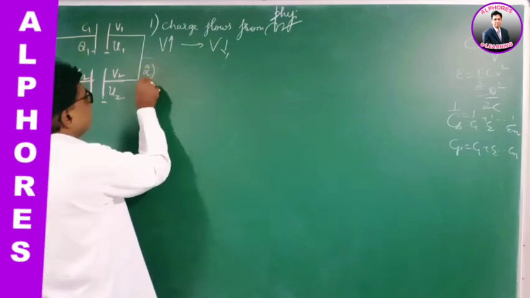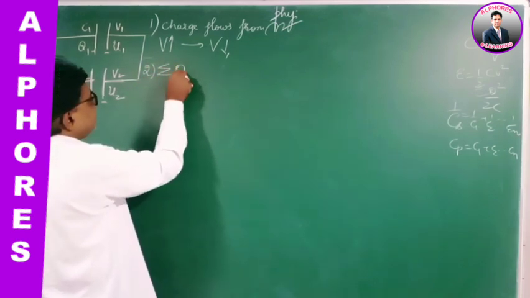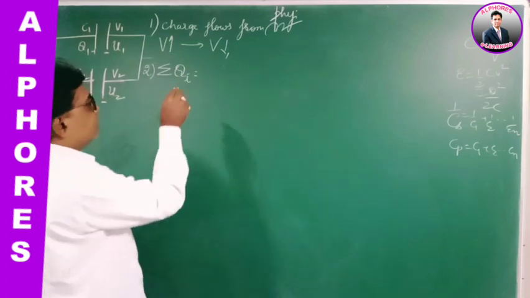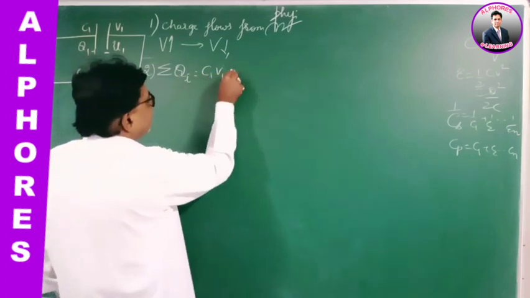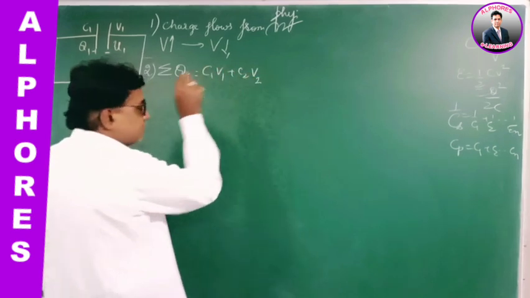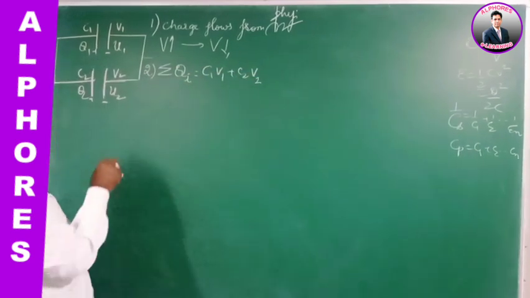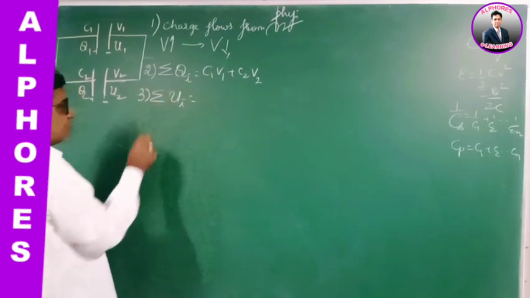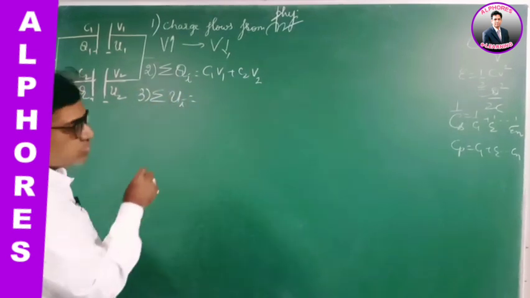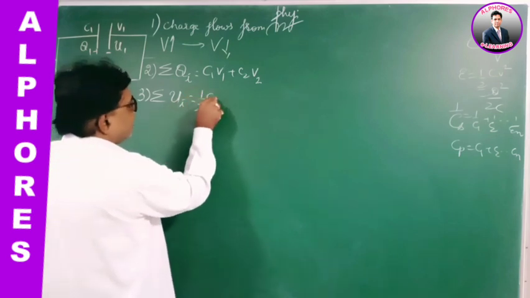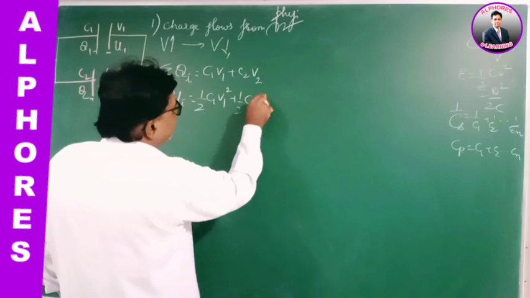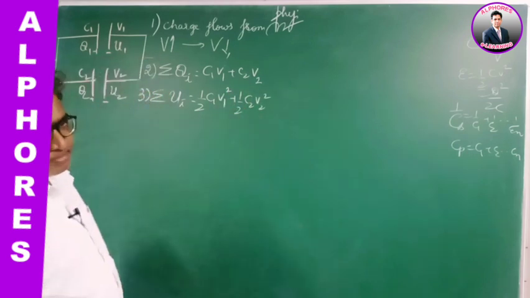Second question, what is the total initial charge that exists on the capacitors before connection? The total initial charge is C1 V1 plus C2 V2. Similarly, what is the total initial energy possessed by the system before combination? Half C1 V1 square plus half C2 V2 square. This is the total energy possessed.